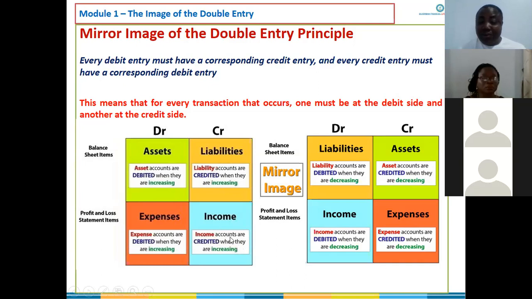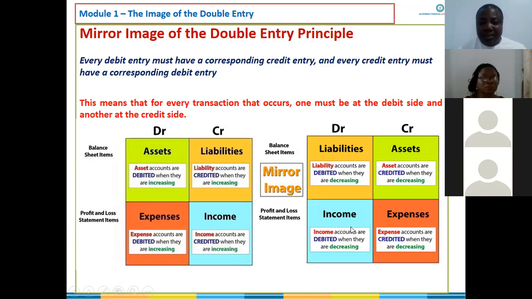This is the main reason why we always say at the bank, my account has been credited with my salary. Or I receive a transfer from my brother in Europe, and then my account was credited because it has become an income account. The account has been increased at the bank. Therefore, it is credited.